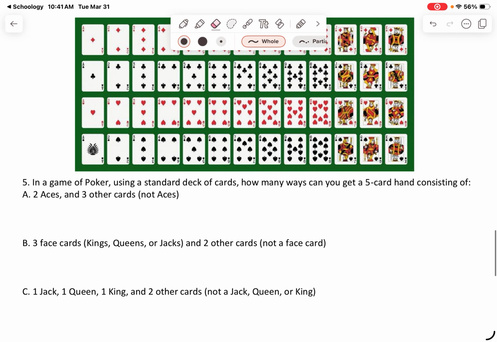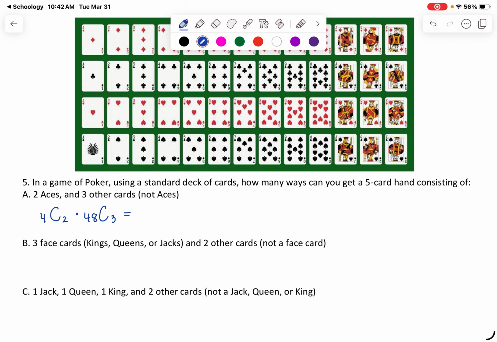All right, so it says, in a game of poker, using a standard deck of cards, how many ways can you get a 5-card hand consisting of 2 aces and then 3 other cards? If you want 2 aces, there's 4 aces total, so from the 4, you're choosing 2. The order doesn't matter, and we're using multiplication. There's 3 other cards, so we're not looking at the aces anymore. If I take away the aces, there's 48 cards left, and you are choosing 3 of those at random.